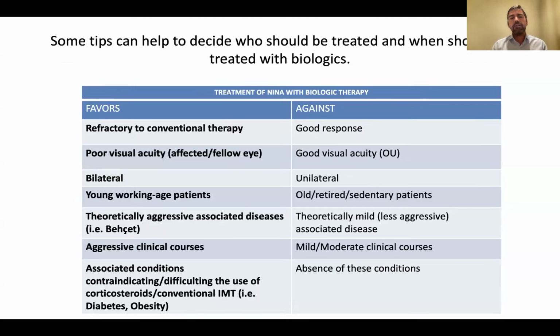So there are some factors favoring the use of biologic therapy, for example, if our patients are refractory to conventional therapy, if they have poor visual acuity, if they have a bilateral disease in a working age scenario, with theoretically aggressive associated diseases, like for example Behçet, with aggressive clinical courses versus mild to moderate clinical courses, and in the context of associated conditions that contraindicate or make difficult the use of steroids and or conventional immunosuppressive medication, like for example diabetes and or obesity.